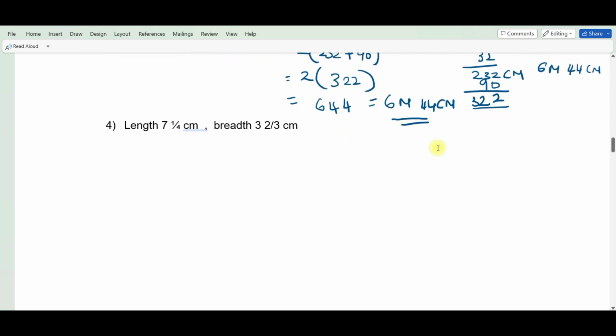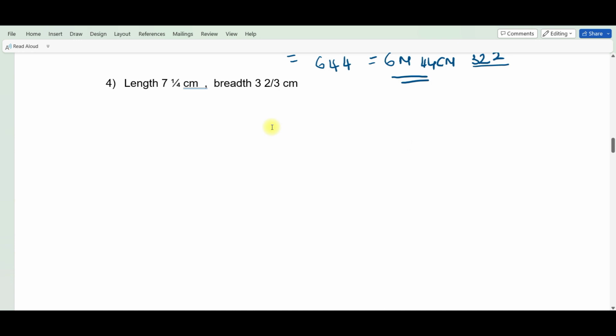So the next question we have, which is in a mixed fraction. So let us solve that. So now let us write the formula, that is the perimeter. The perimeter of a rectangle would be 2 into L plus B. Now I substitute that value, that is 2 into, the L is 7 1 by 4, and I close the bracket. I also write 2, and here the breadth is 3 2 by 3.